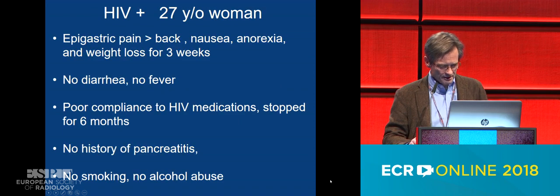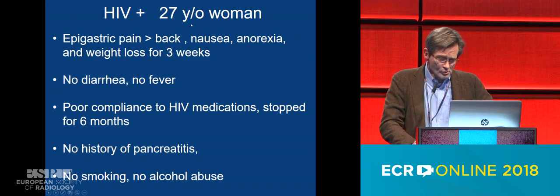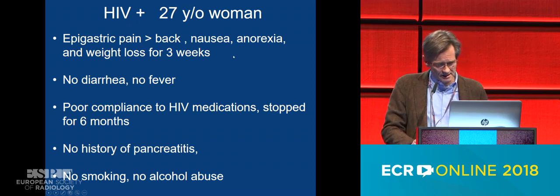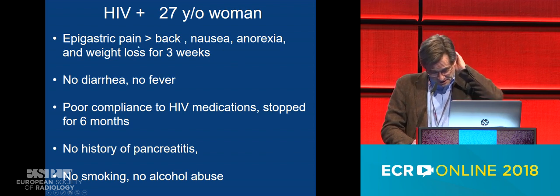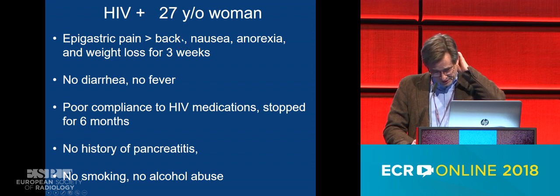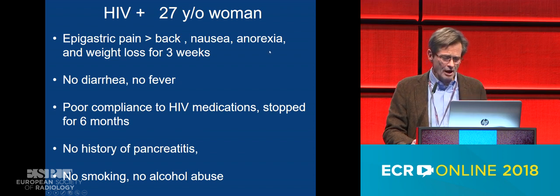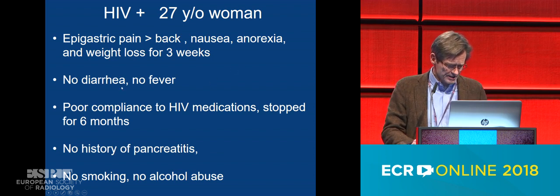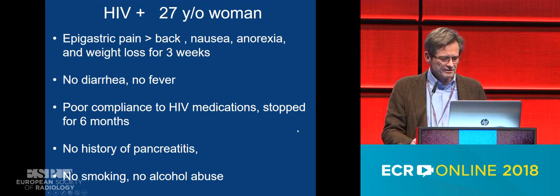Okay, let's move to case 3. Again, a woman, 27, HIV positive, that presented with epigastric pain irradiating to the back, so most probably pancreatic origin of the pain, associated with nausea, anorexia, and weight loss for 3 weeks. The patient did not present any diarrhea or fever, and she reported poor compliance to HIV medications that were stopped for 6 months. No previous history of pancreatitis, no smoking, and no alcohol abuse.